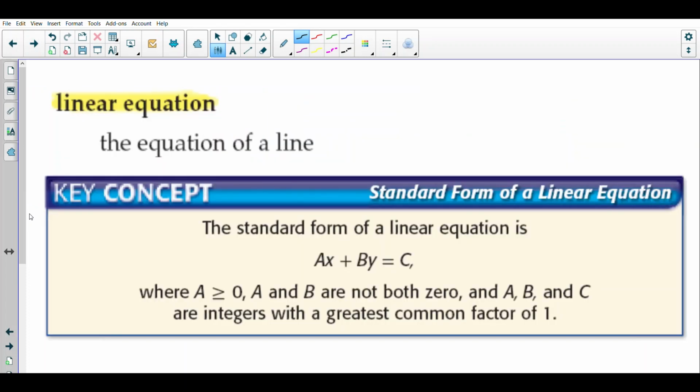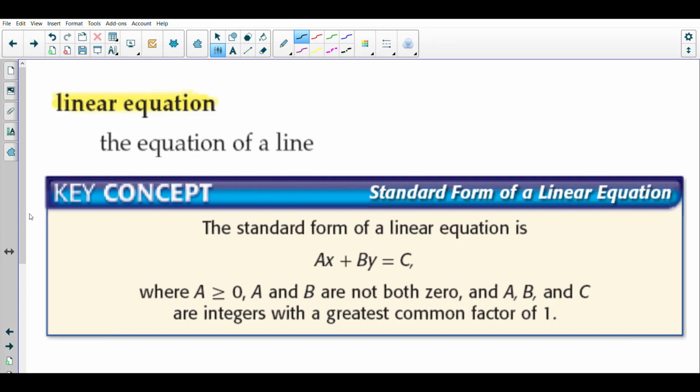A linear equation is just defined as the equation of a line. Like, it's not being tricky. It's being very straightforward. So anytime you hear about a linear equation, it's talking about a line. The graph of this equation will look like a line. The standard form of a linear equation is set up as ax plus by equals c, where a and b are not both 0, and a, b, and c are integers with the greatest common factor of 1.